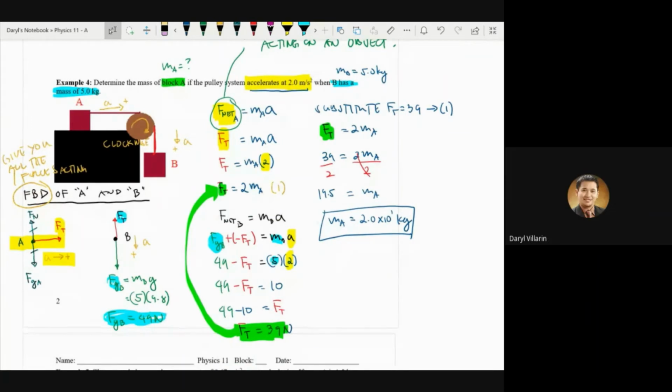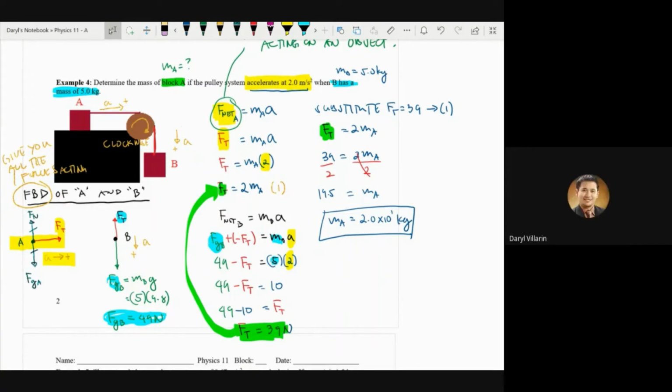So when we do these questions, we can see that Fg of object B is actually equal to Ft, right? The gravity of object B is equal to Ft? No, because if they are equal, it will not be accelerating, correct? Oh yeah, okay, I understand.